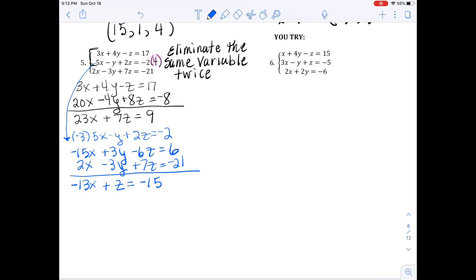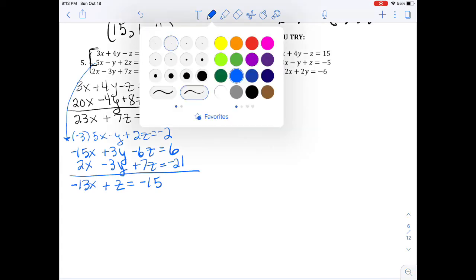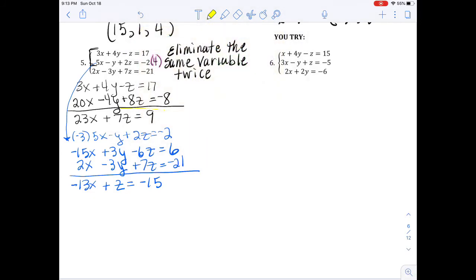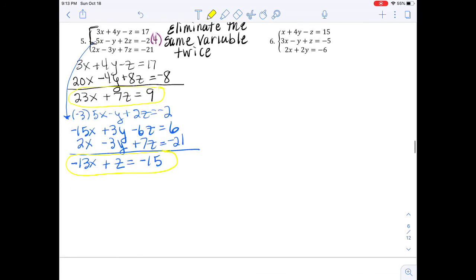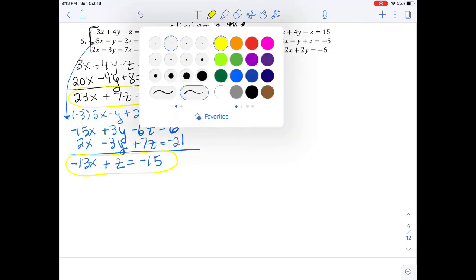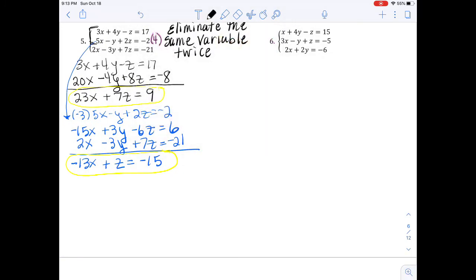All right, so now what I have here is I have this equation and I have this equation. And so now I have created a mini two-variable system, and I'm going to solve that using my traditional techniques. So I'm going to write that second one below it. So 23x plus 7z equals 9. So now I've got this system that I'm looking at.